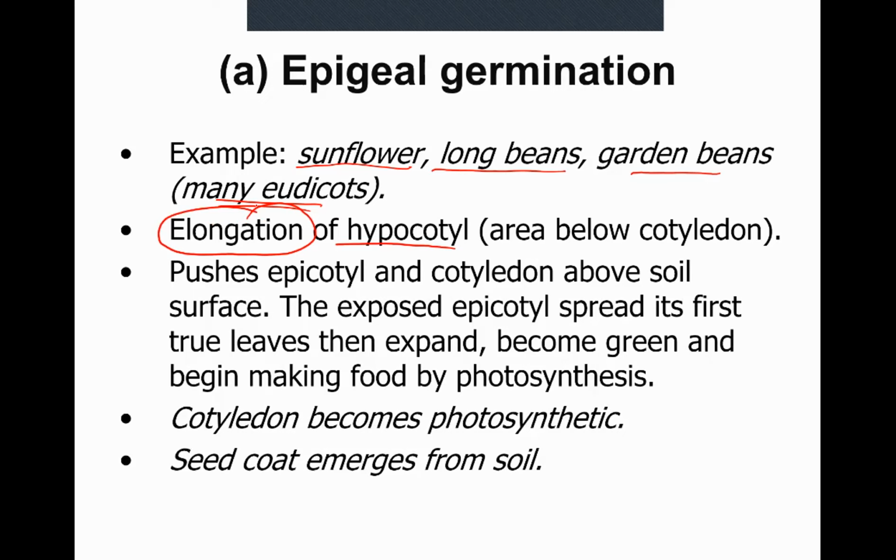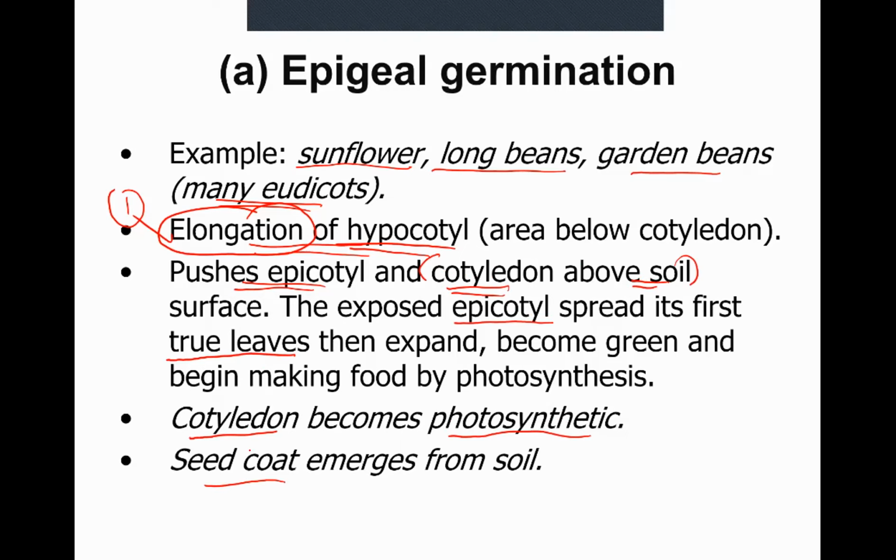Yang akan memanjang ialah hypocotyl. Okay, so what happened to epicotyl? In epigeal germination, hypocotyl elongate. Okay, as hypocotyl elongates, it will push epicotyl and cotyledon above the soil surface. Dia akan tolak epicotyl and cotyledon above the soil surface. The exposed epicotyl spreads its first true leaf, and the leaf expands, becomes green and makes food by photosynthesis, right? So since cotyledon is also pushed above the soil, cotyledon become photosynthetic as well.